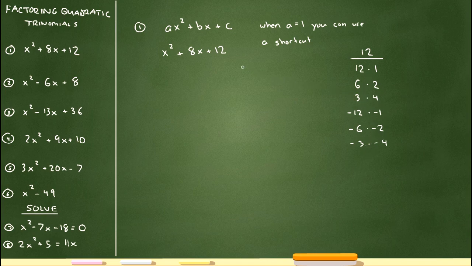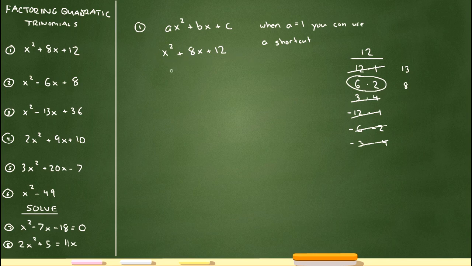Now, what we're looking for is the factors that will add up to the middle term. So 12 and 1 multiply to get 12, but they add up to 13, right? And that's not what we're looking for. We're looking for 8. 6 and 2 add up to 8. So this is going to be part of our solution here. The others wouldn't work. Those add up to 7, negative 13, negative 8, and negative 7. So we're looking at this 6 and this 2 here.